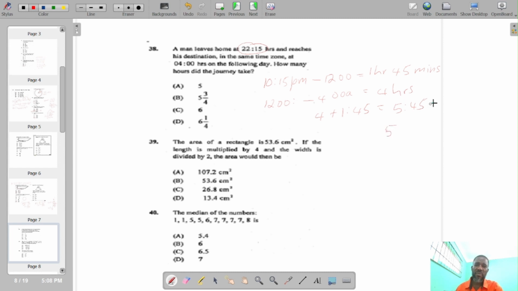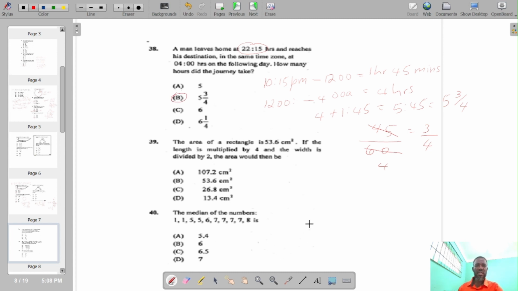But there's no 5 hours and 45 minutes option, so we need to know that 5 hours and 45 minutes is the same as saying 5 3/4 hours. Why 3/4? Because 45 divided by 60, if we break that down into a fraction, 15 into 45 will go 3 times, and 15 into 60 will go 4 times. So 45 minutes is the same as 3/4. So our answer here is B.